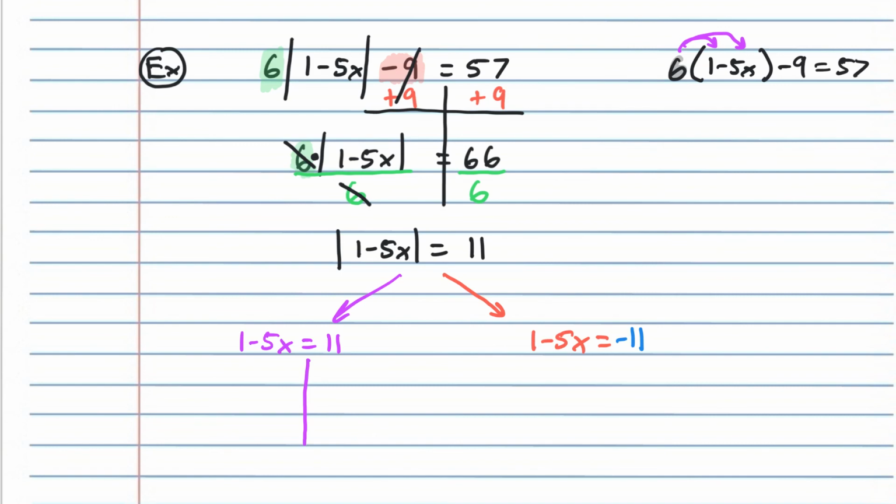Let's go and get rid of that 1. The opposite of a positive 1 is a negative 1. Let's go and do that to both sides. Hopefully, as we do more and more of these, the solving the equation part is getting easier and easier for you guys. So we're left with this, negative 5x equals 10. And now we can divide both sides by negative 5. The 5's cancel and the negatives cancel. So our first answer, after all of that work, 10 divided by negative 5 is negative 2. That's one of our answers.